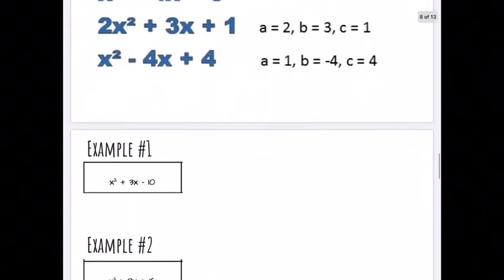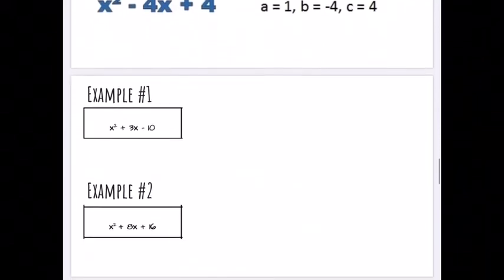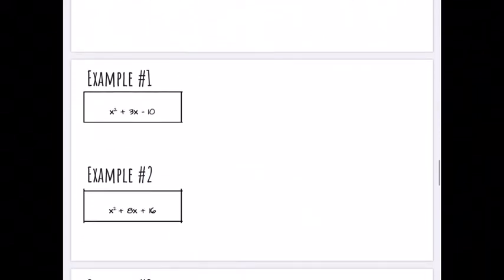So example number 1 and example number 2 require you just to do the umbrella method. I'm going to do these 2 examples here. Follow along with me or just review as I go over these factoring when A is 1.